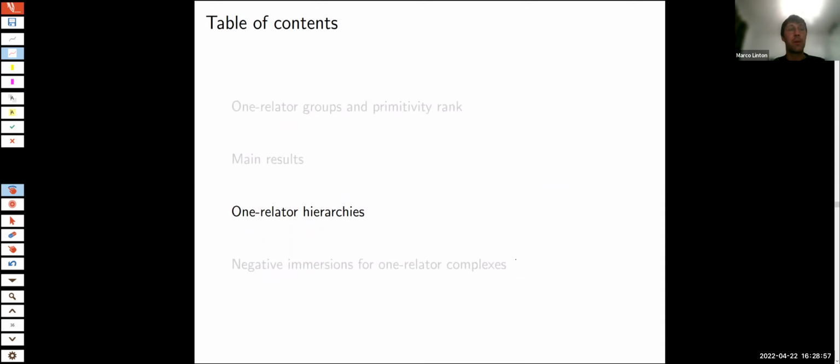So now the next part of the talk is going to be talking about how this result is proved. This is going to be building on work of Magnus and Danny Wise on some hierarchies for one-related groups, and then we're going to put it together with some stuff of Louder and Wilton on negative immersions.